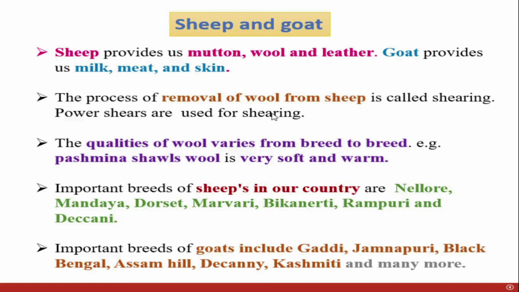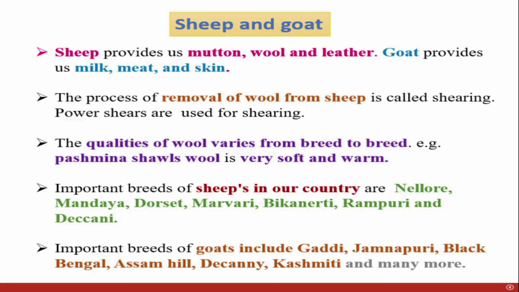Next, what is shearing? We have to know that the process of removal of wool from sheep is called shearing. We are using wool to make sweaters, shawls, and bed sheets. Basically, the quality of wool varies from breed to breed. For example, Pashmina shawl wool is very soft and warm compared to others.